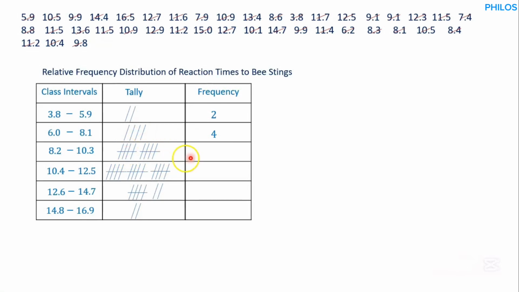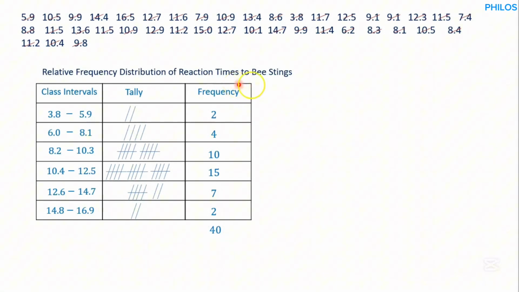This is also 5. That makes it 10. So 10. 5, 5, 5. 15. So 15. 5, 6, 7. So 7. 1, 2, 2. And the total frequency will be 2 plus 4 is 6, plus 10, 16, plus 15, that's 31, plus 7, 38, plus 2, 40. So the total frequency is 40, okay.